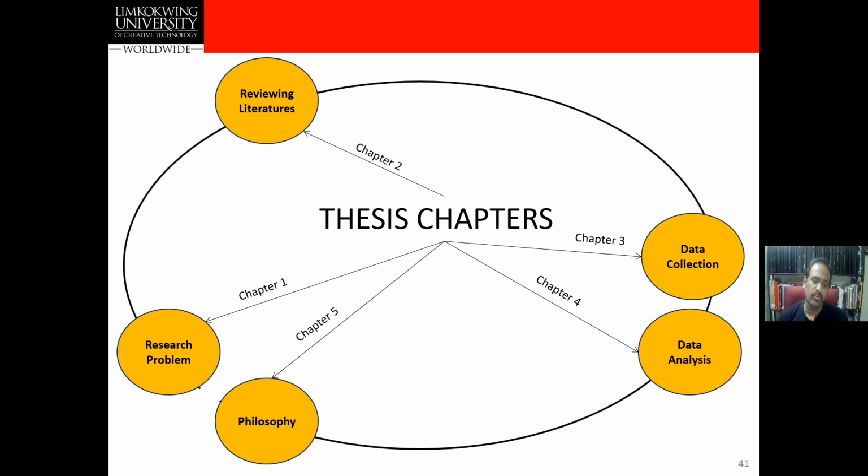Then the final chapter is all about philosophy. You have got to discuss. This is the only chapter where you can put your discussion. In the rest of the chapters you cannot put your opinion. All of chapters 1, 2, 3 and 4 is nothing from you. It's only a research aspect.